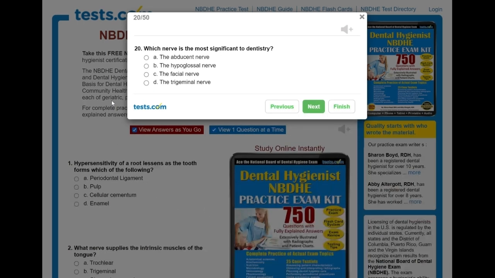Question 20. Which nerve is the most significant to dentistry? A. The abducent nerve. B. The hypoglossal nerve. C. The facial nerve. D. The trigeminal nerve.